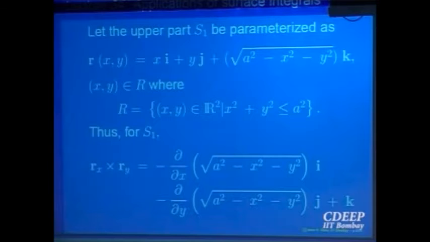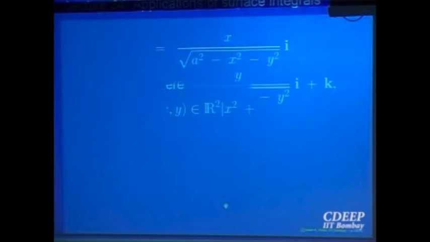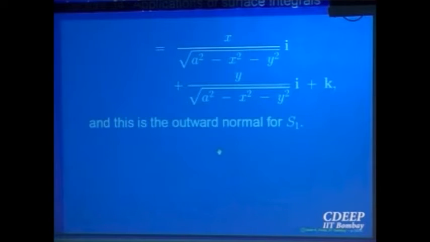F dot n is the same as F dot Rx cross Ry dxy, over the projection onto the xy plane, right? So let us compute Rx from here, and compute Ry from there. So that is the partial derivative of the corresponding things. Okay, Rx, Ry. Let us just write down those computations.